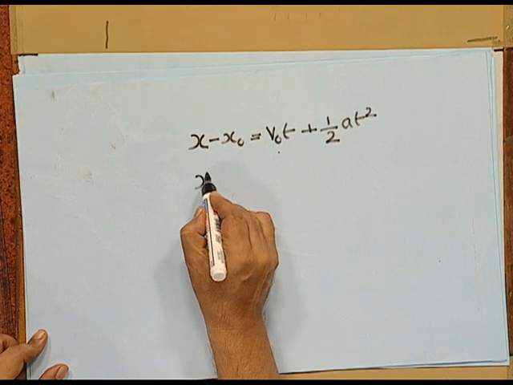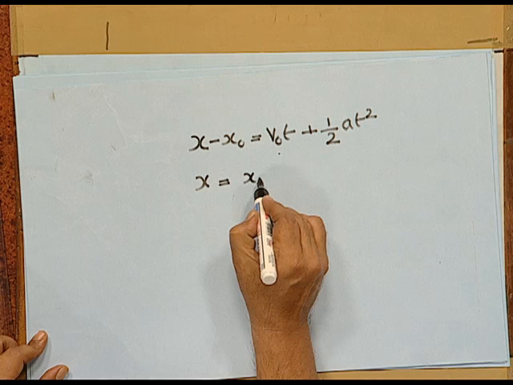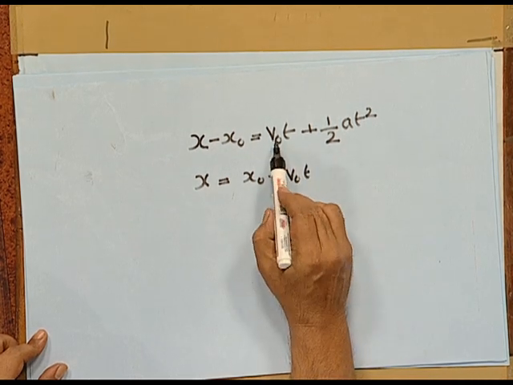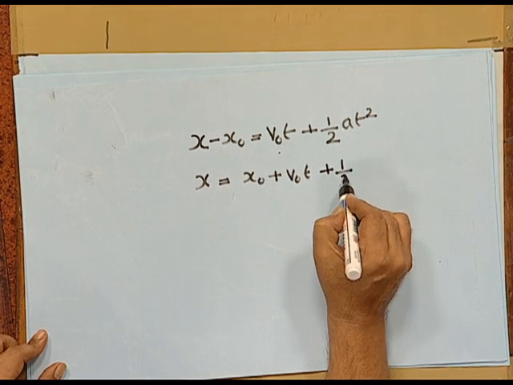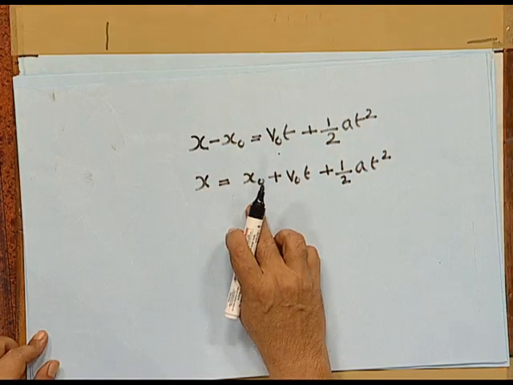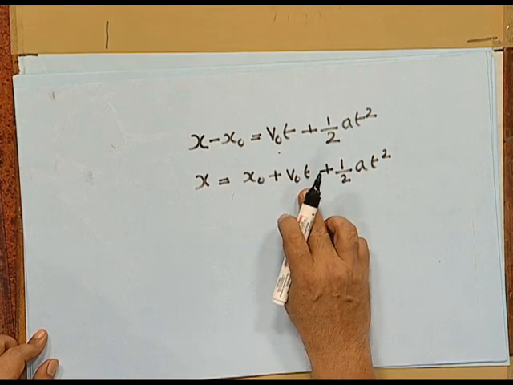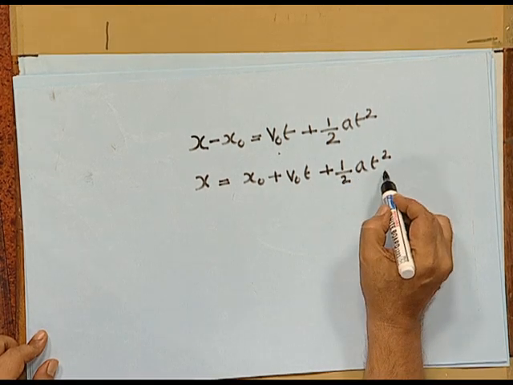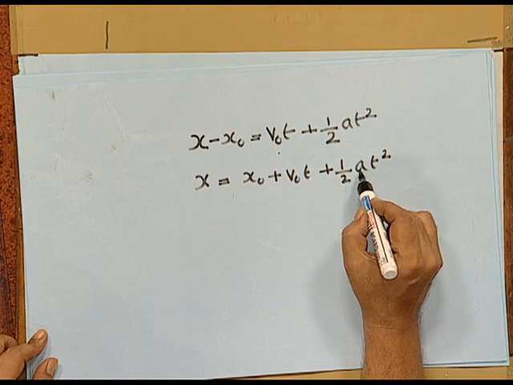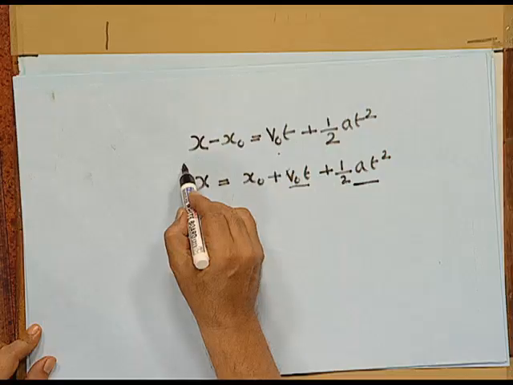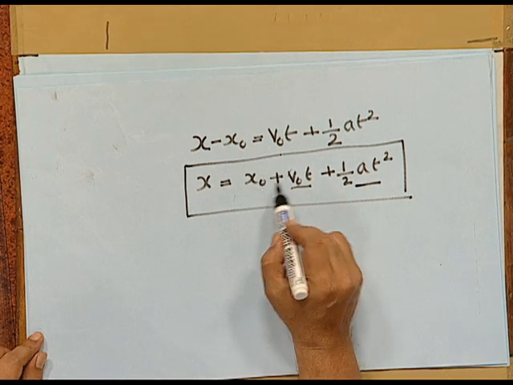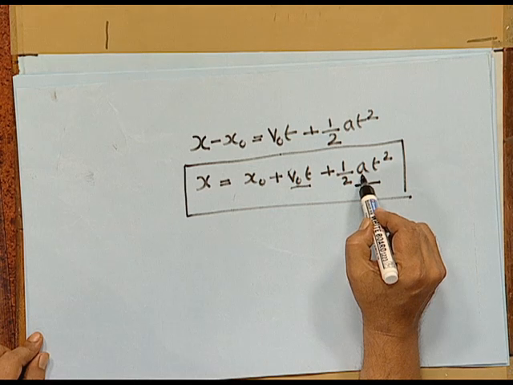Or the position at any time t is the initial position plus the change in position because of constant velocity, considering that the object is moving at constant velocity with the initial velocity, plus the contribution because of the accelerated motion, which is half at squared. So the position coordinate x is the initial position plus the change in position because of the velocity being considered constant, and the additional factor is because of the change in velocity, which we write as half at squared. So this is the relationship between the position coordinate at any time t with the initial position coordinate, the initial velocity, the acceleration, which is assumed to be constant, and the time.